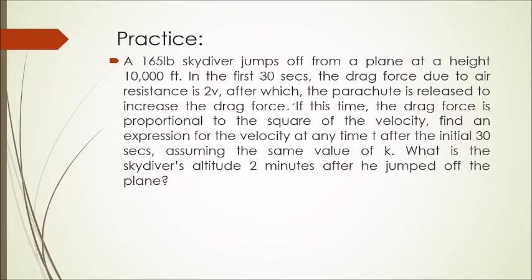From this point until here, we can say that Fd is equal to 2v. But once it reaches here, the drag force is proportional to the square of the velocity. So there's another equation. Find an expression of the velocity at any time t after the initial 30 seconds, meaning after the parachute is released. Assuming the same value of k, the same k, I think this should be 2.